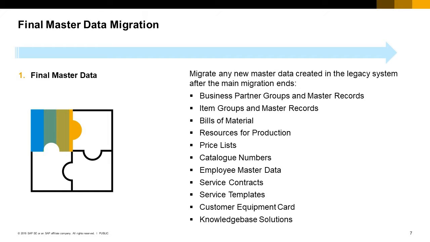The customer should be encouraged to clean up the legacy data before migrating it to the new system. This might include removing duplicate master data, removing old, inactive business partners or products, consolidating price lists or introducing new price lists, using a new numbering scheme for customer and vendor codes, product numbers, or chart of account numbers.